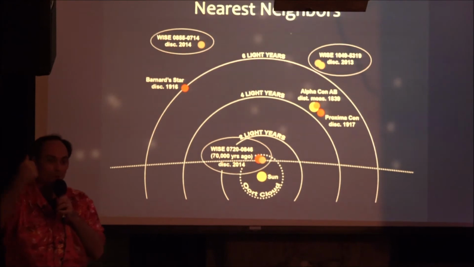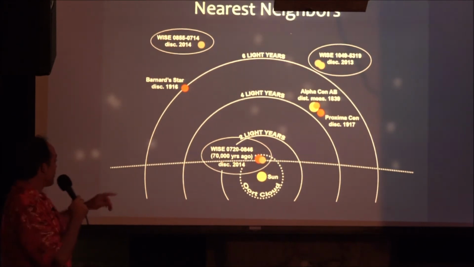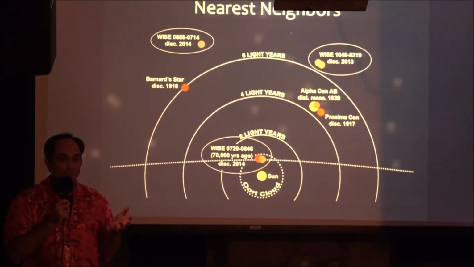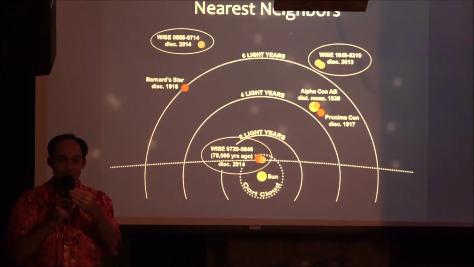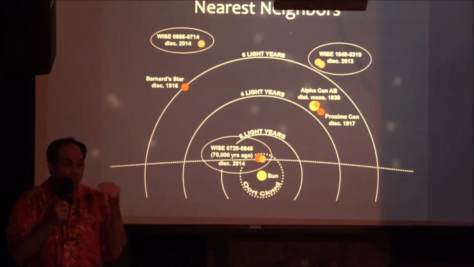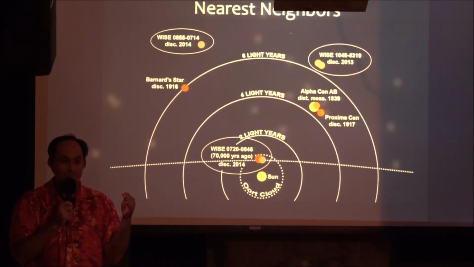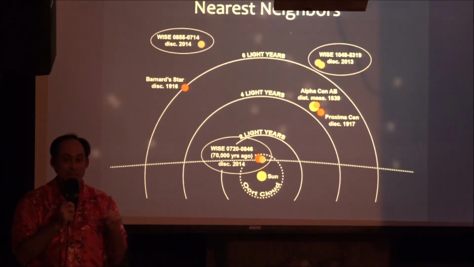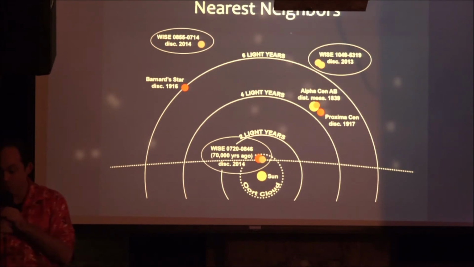So we can back up where it was 70,000 years ago, and we find out that it was so close to the sun it probably passed through the Oort cloud of our solar system, which means it could have perturbed some of the comets in that solar system, which means in about 2 million years we might get in some trouble. So start planning now, all right? 2 million years you got.